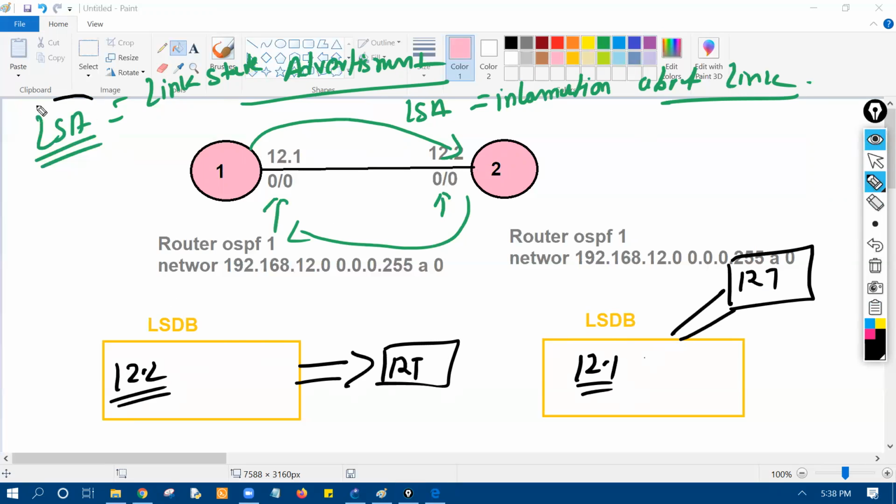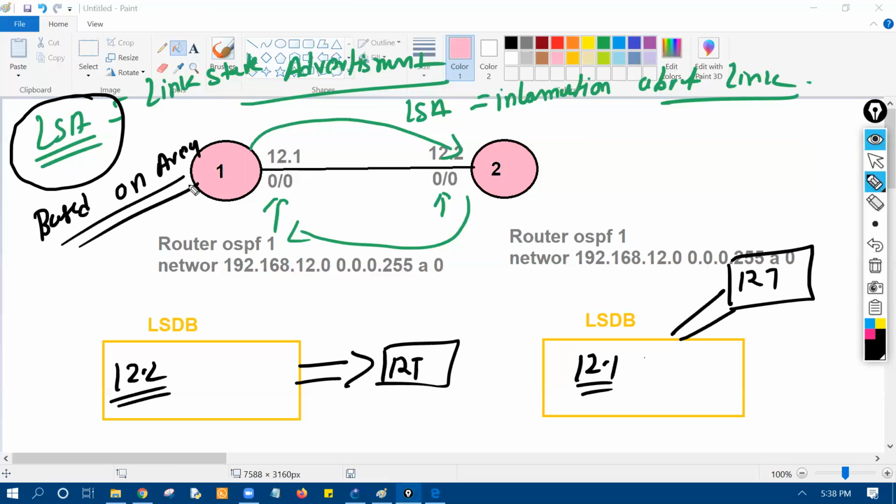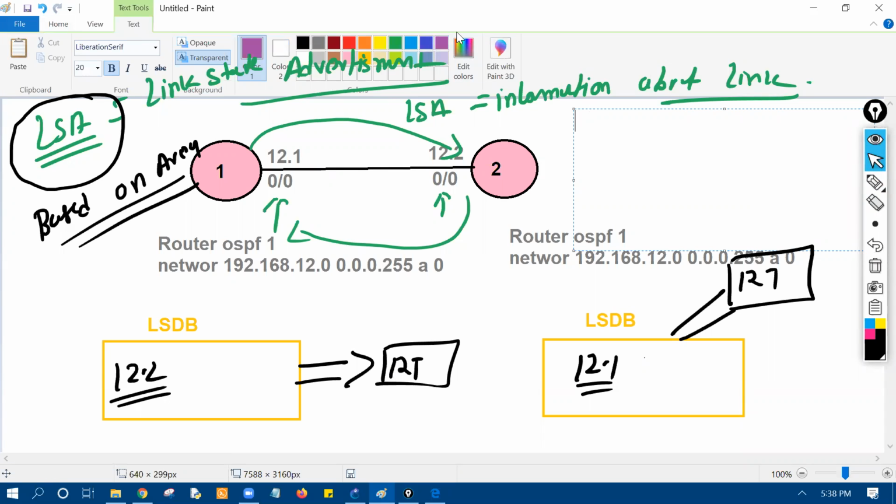But this LSA, guys, has been categorized based on the area. So basically, we have multiple types of LSA. Right now we have a single area configuration: we have area 0, so we can call it a single area configuration. The first LSA of OSPF is the router LSA.